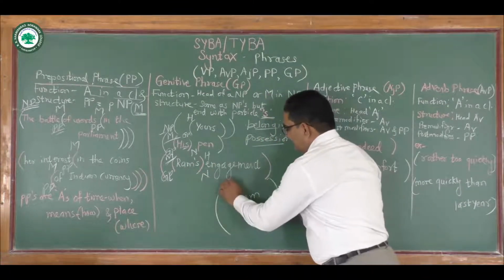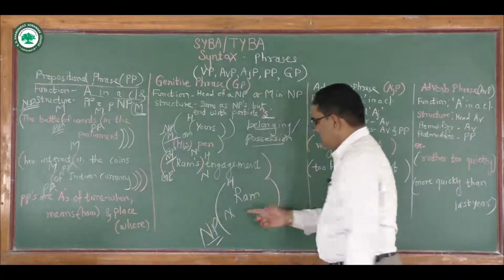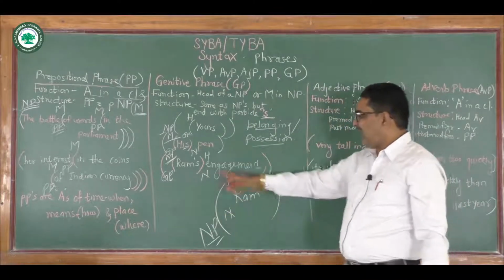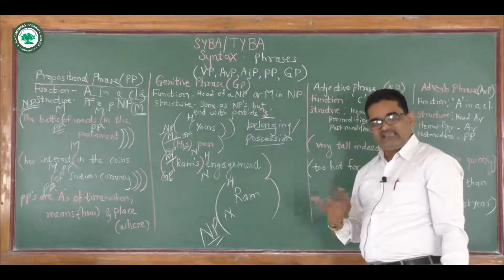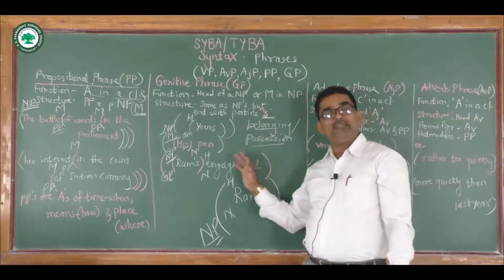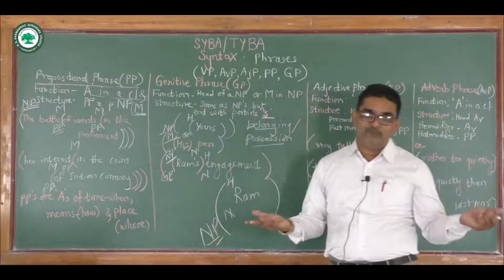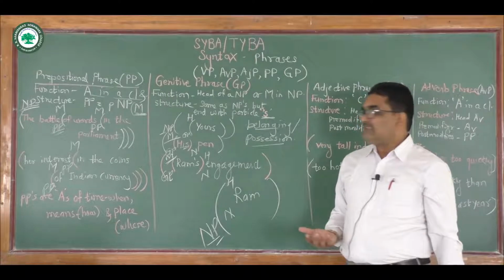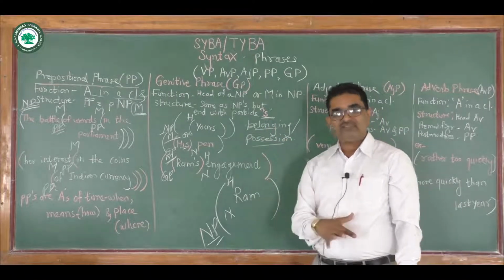If we say Ram, it is the head word, it is a noun, and it is a noun phrase. So what is the word class here? It is noun. Now in Ram's, the word is also a noun, but the apostrophe s has changed the format of the phrase. It becomes a genitive phrase. Genitive refers to belonging, attachment, or possession.